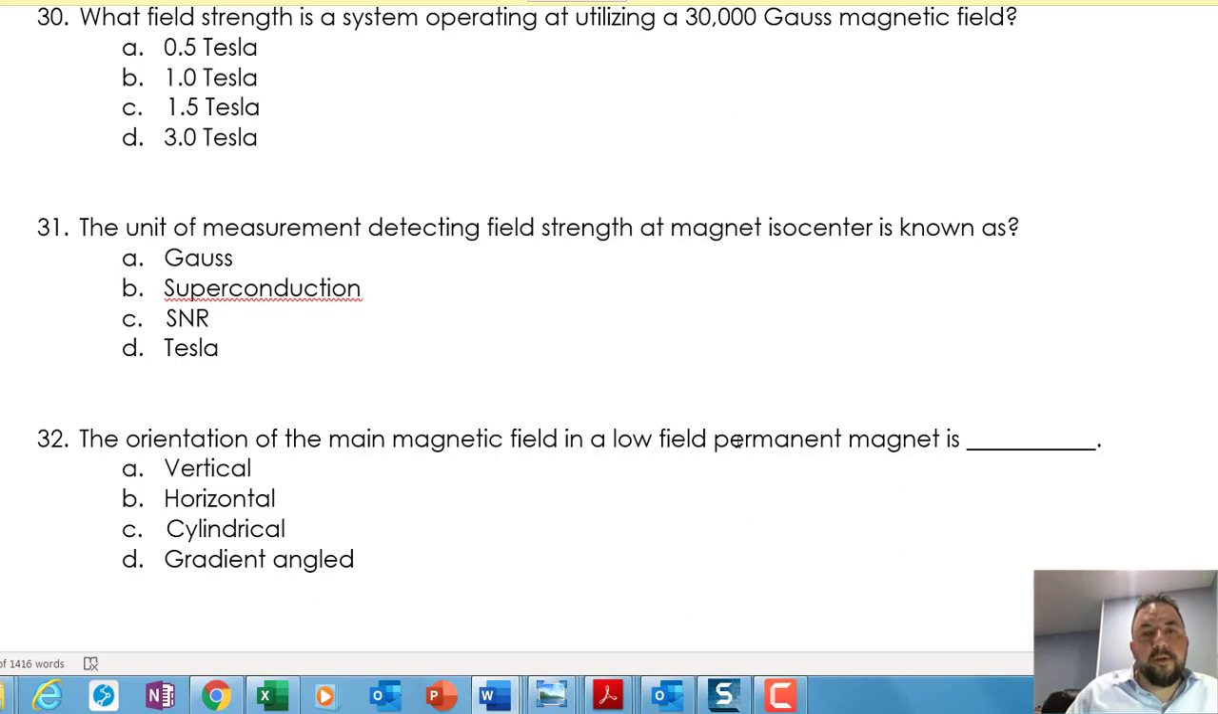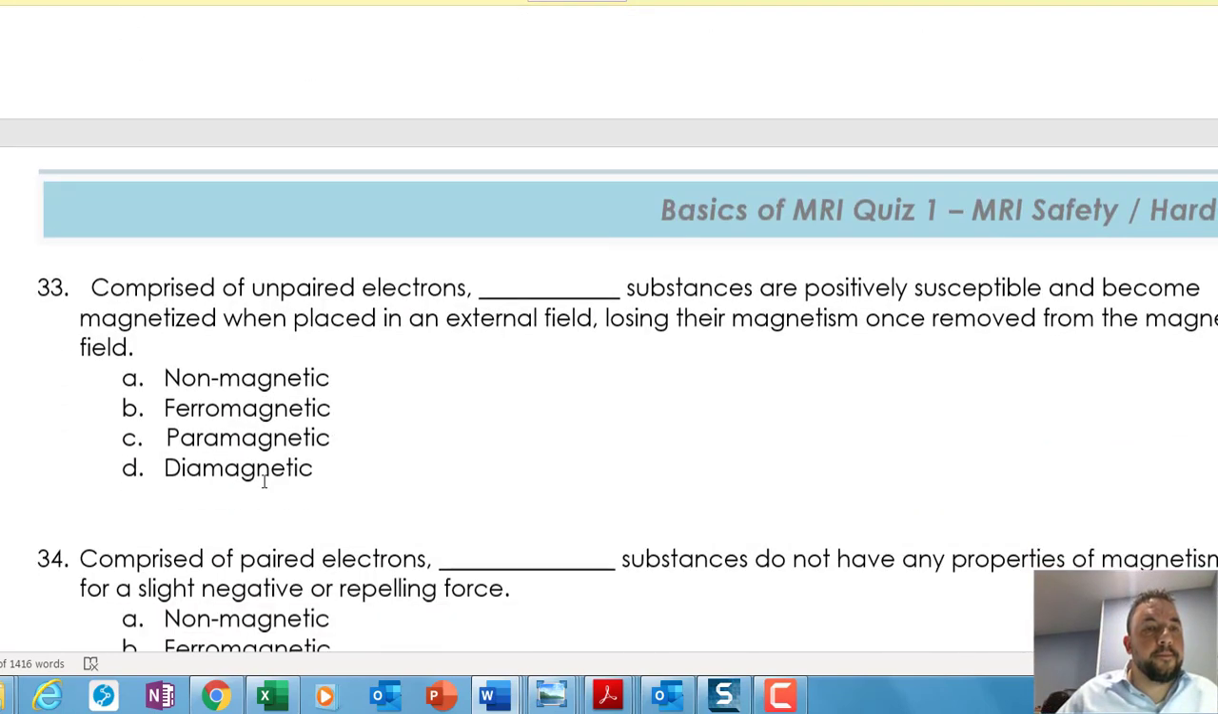Orientation of the main magnetic field in a low field permanent magnet. Think of an open MRI, and that would be a vertical field. It completely changes how Z starts, and then X and Y would be perpendicular to it.